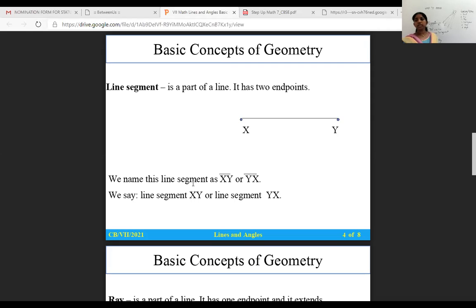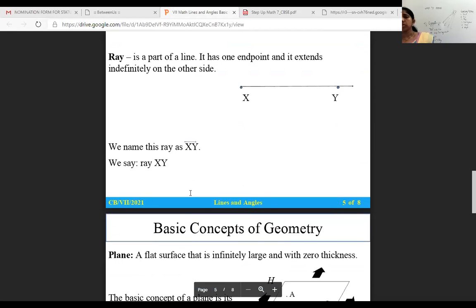Now, a ray is also a part of a line. So we can start from Q to B, that is a ray. Q is a fixed point. So Q to B is a ray. T to B is a ray.